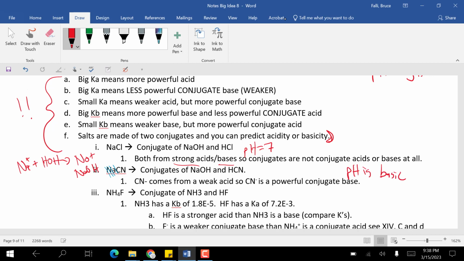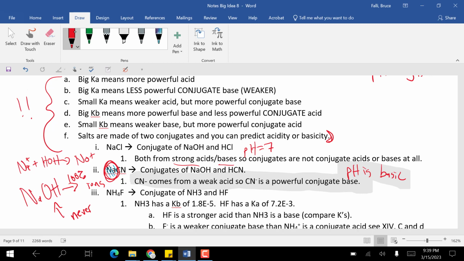So here's what you need to get used to. CN negative comes from a weak acid, so it has a powerful conjugate base, so the pH is basic for that salt. Okay, you have to say that. People want to say strong base, weak acid, strong base wins. No, it's not the strong base. It's not sodium. Sodium has nothing to do with it. This doesn't happen. Remember, NaOH, 100% ions. Never together.